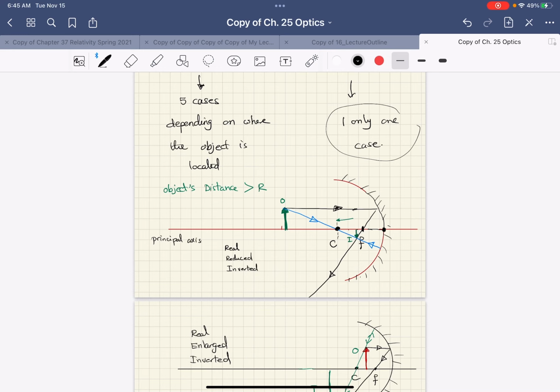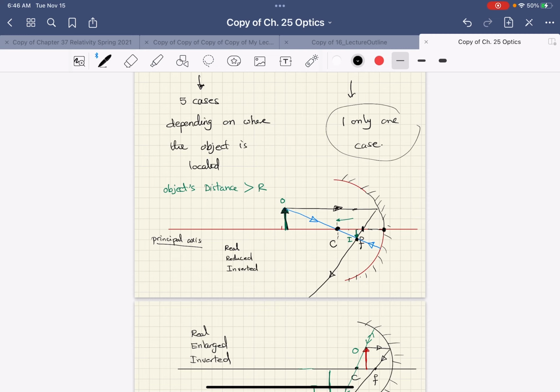Now, I'm always going to represent my object with that kind of arrow. This is the green one. Now, the rules for spherical mirrors: the first ray of light is parallel to the principal axis, and then it will reflect through the focal point. The second ray of light goes through the center, and it will reflect on itself. They are going to intersect here, and therefore this is the head of the image.